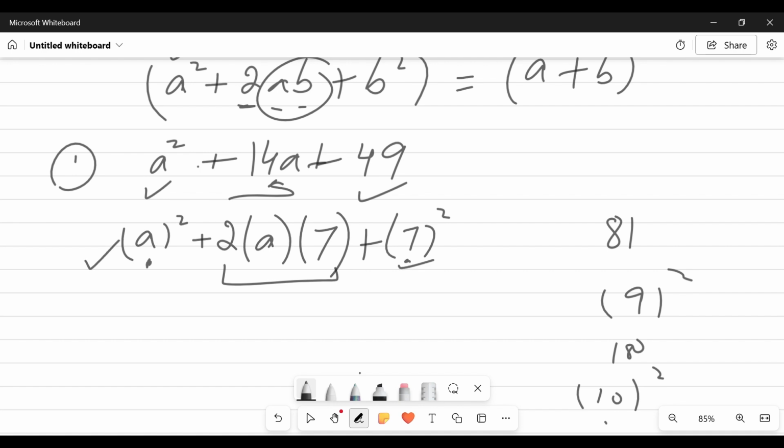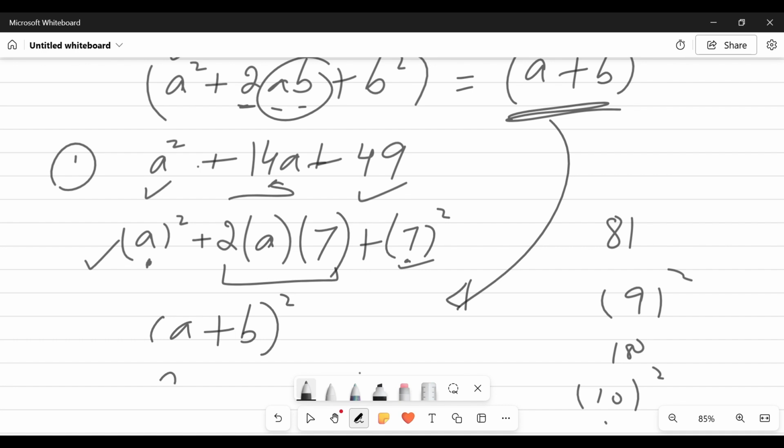Now how are you going to close this? Close this as (a plus b) the whole square. So a is basically a here, plus sign, and what is b here in the question? 7. So (a plus 7) to the whole square is the final answer. Okay, let's solve another question.